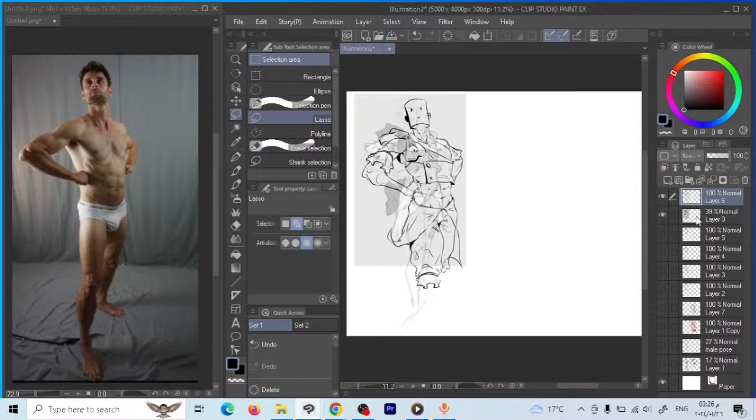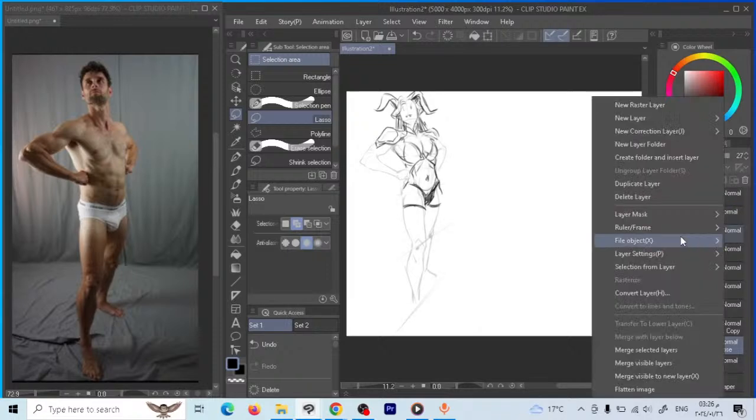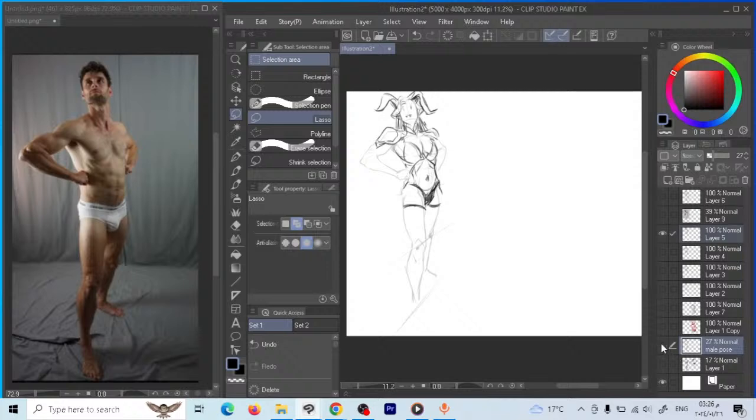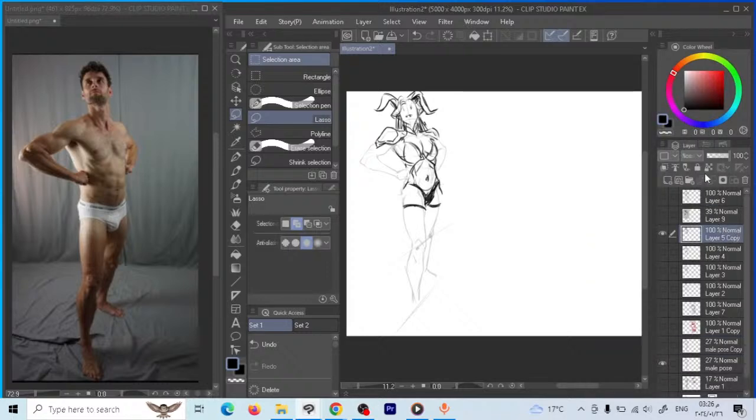So let's go for another one, just as a quick one. Let's go for the bunny. Let's see how we're going to go for it. Let's merge those ones also. And go for it. Let's see.